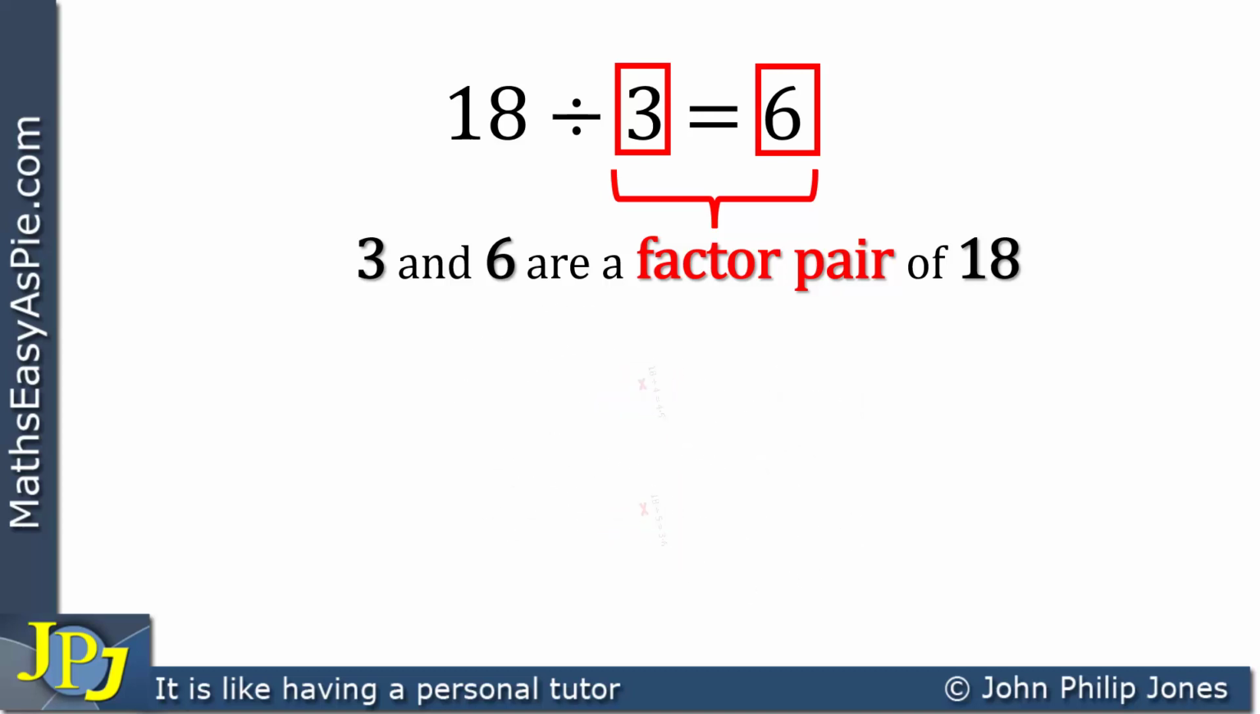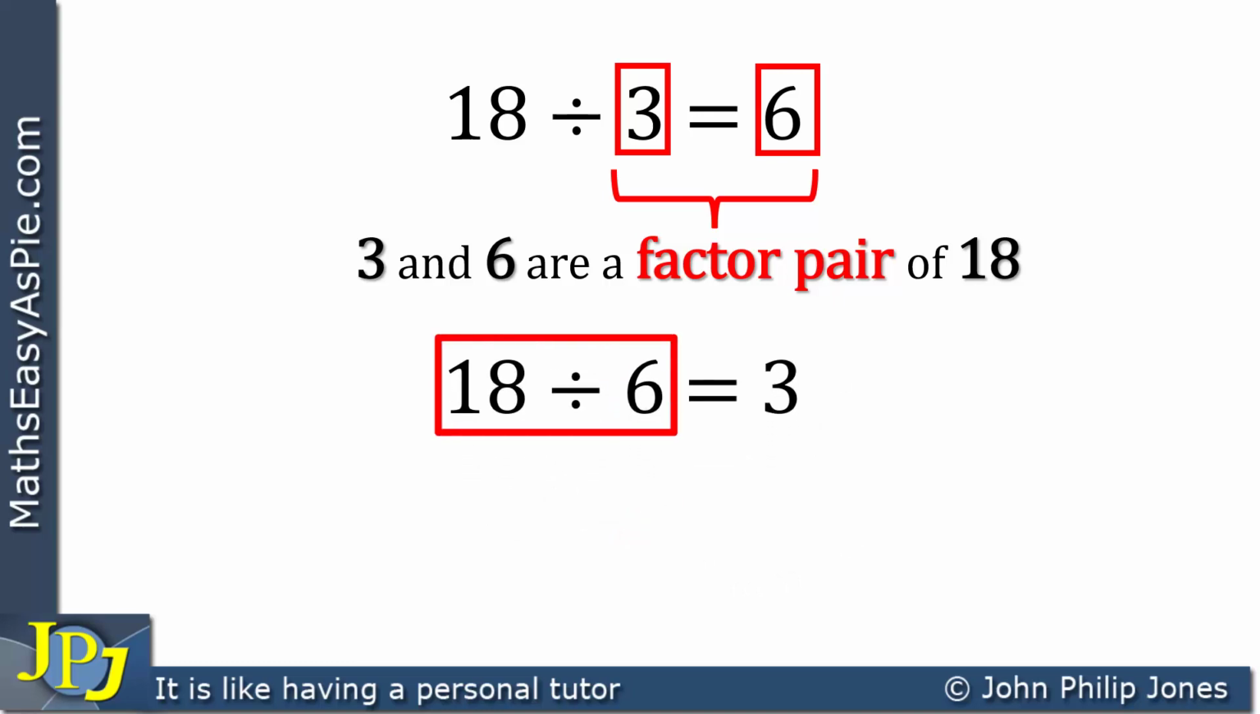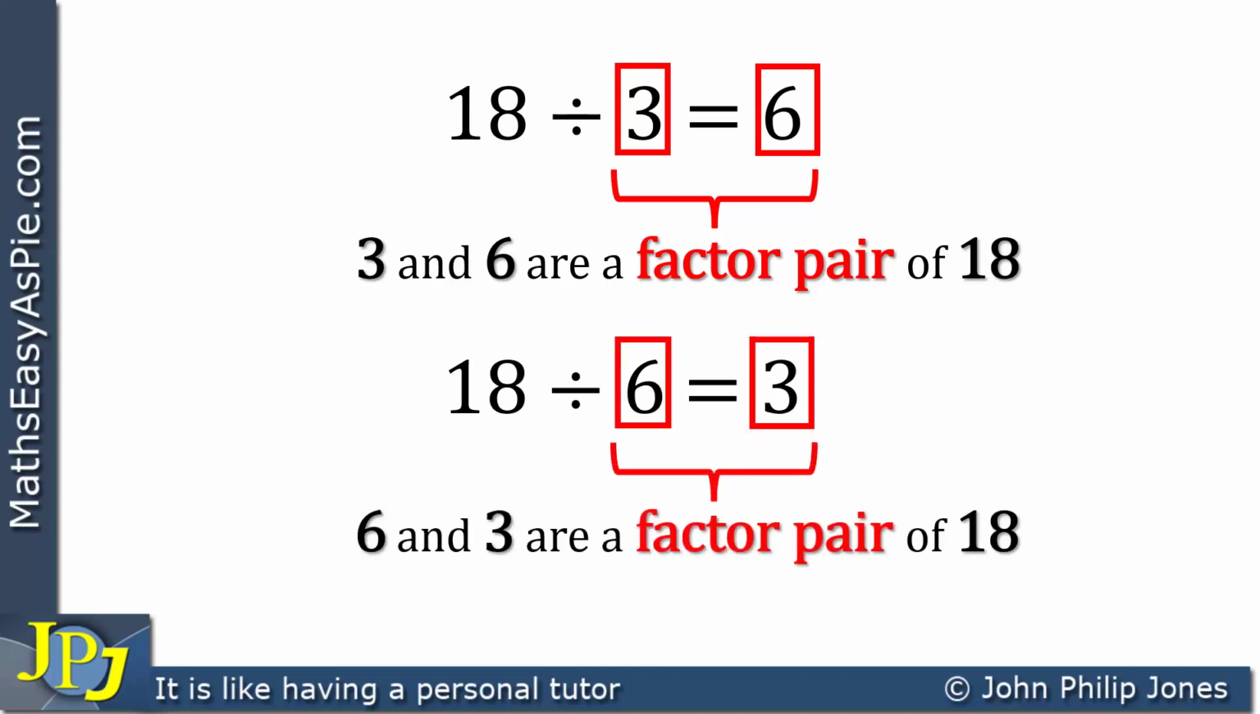So I'll remove those from view, and now I'm going to take the 18 and divide it by 6. And when I do that, you can see you get a whole number as the result. Consequently, I can see that the 6 and the 3 are a factor pair of 18.